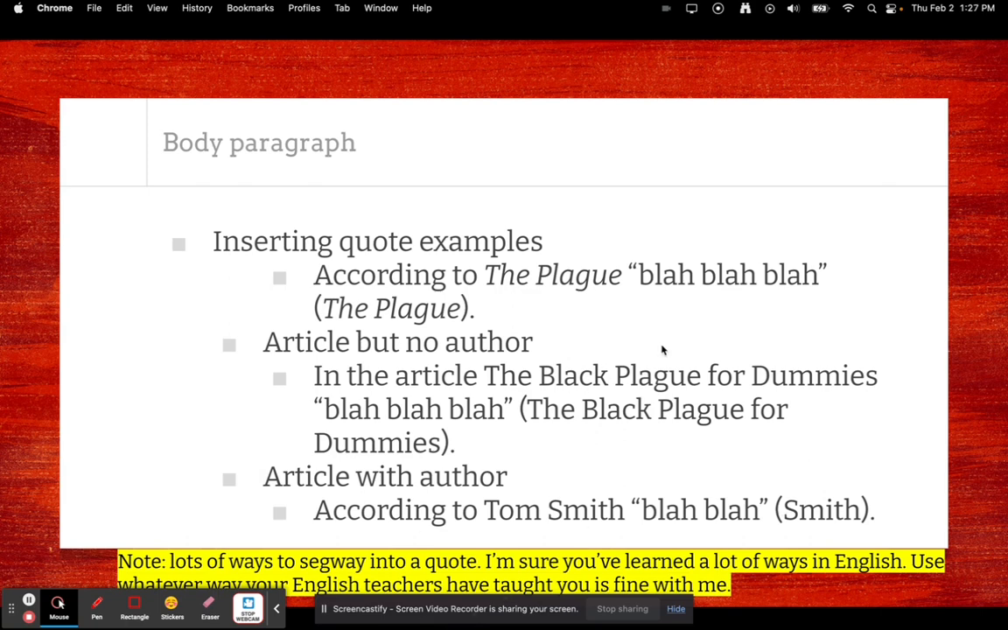Just as a note, there's lots of ways to segue into a quote. I'm sure you learned a lot in English classes. Use whatever your English teachers have taught you. That's totally fine with me. But just make sure that you have those quotation marks and the parentheses with whatever source you have, and the period goes at the end.